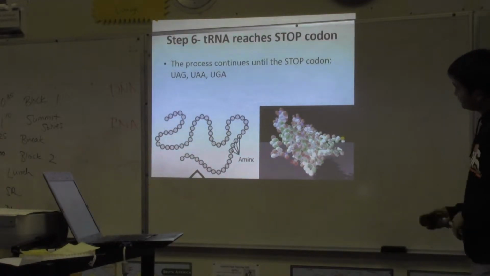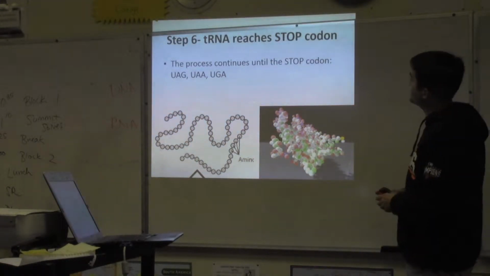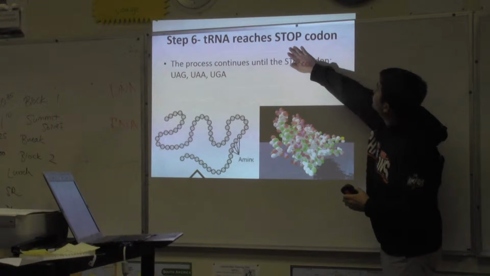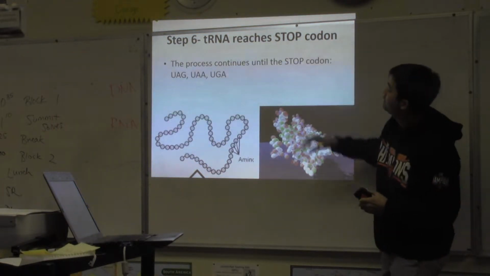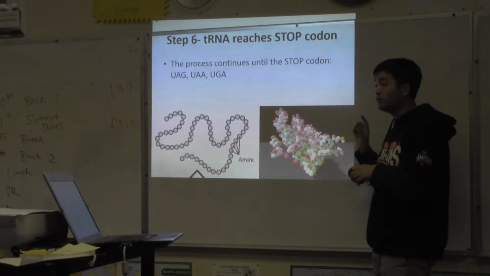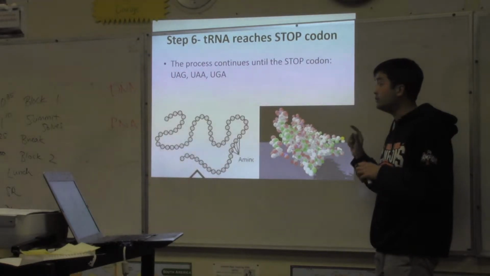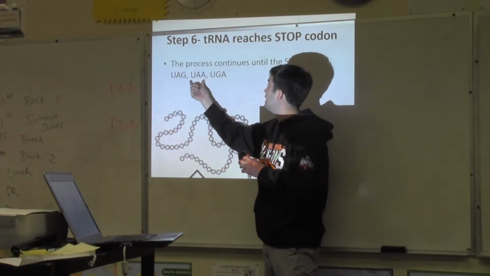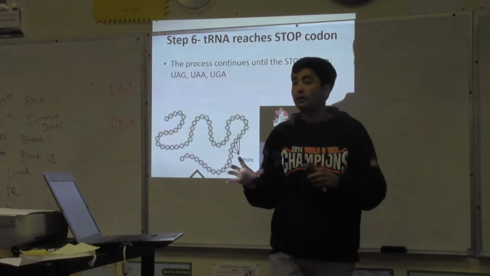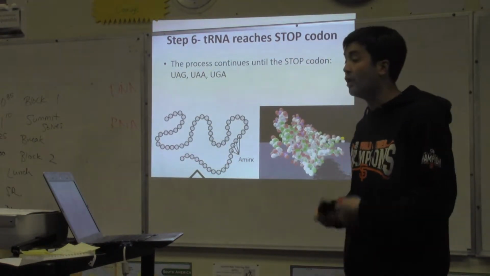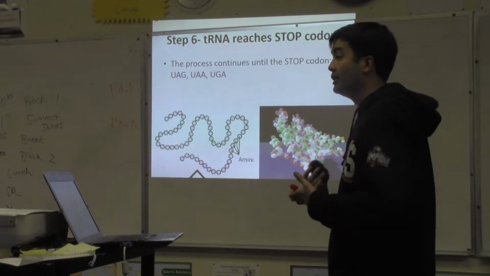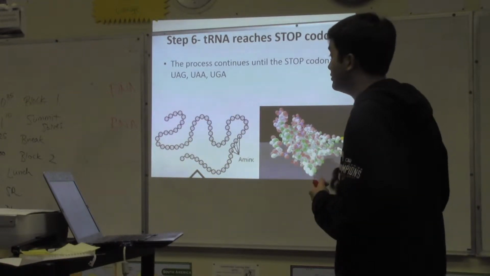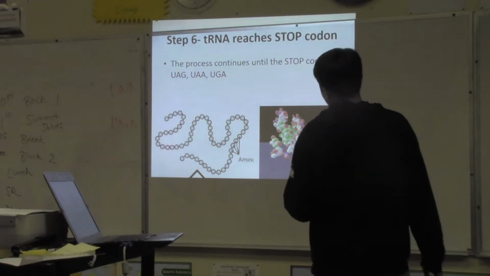Okay. The last step, step 6, is the tRNA reaches that stop codon. So just like we had one start codon, AUG, we have 3 stop codons, UAG, UAA, and UGA. This is how the ribosome knows, okay, we are done. We've made our amino acid chain, we've finished our protein. We are done making more protein.